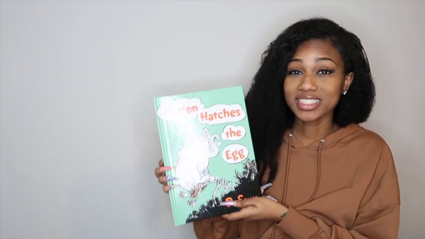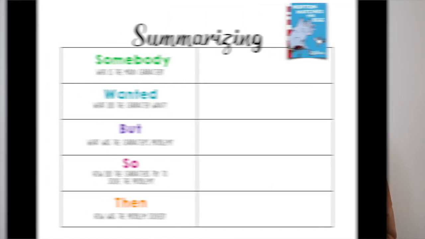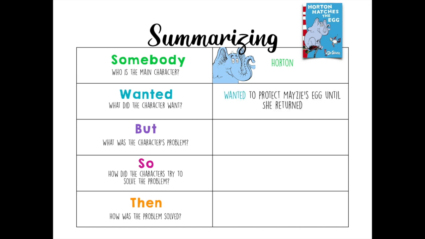Okay, rock stars, so today I read to you Horton Hatches the Egg by Dr. Seuss, and you helped me identify the major parts in the story. Let's head over to our anchor chart so we can summarize this story. So I need help. Can you remind me who was the main character of the story again? That's right, Horton. And what did he want? You've got it. He wanted to protect the egg until Maisie returned. But what problems did he face?